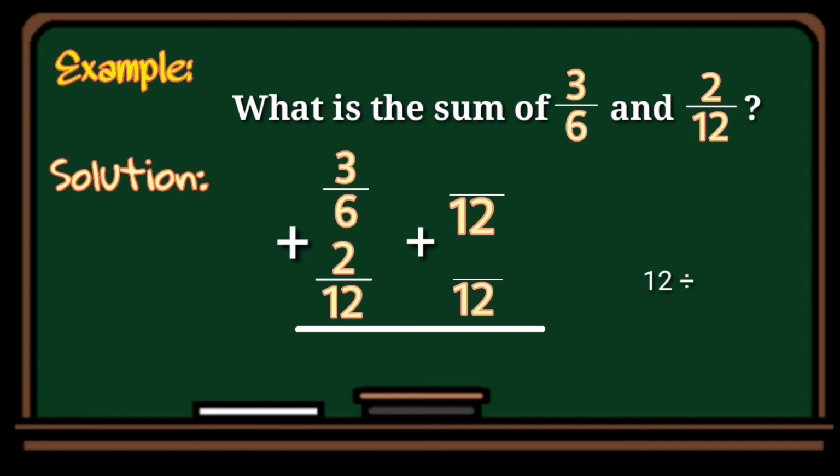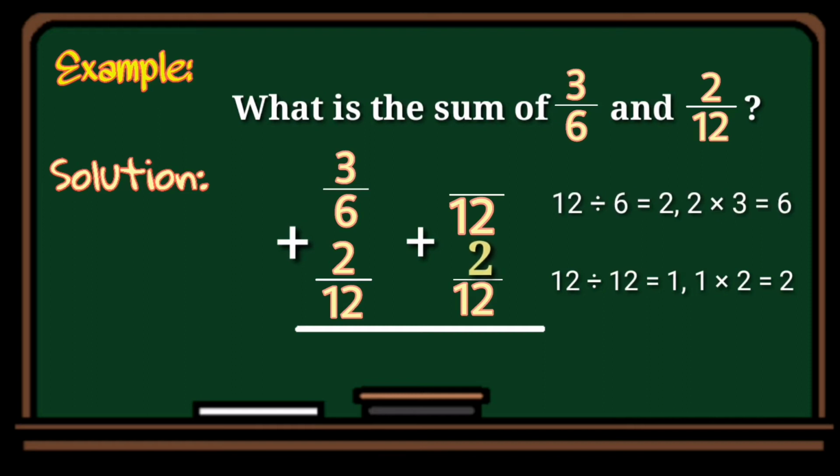So 12 divided by 12 is 1. 1 times 2 is 2. And then 12 divided by 6 is 2 times 3 equals 6. Now look at our new set of fractions. They are now similar. So in adding similar fractions, the numerators are the only ones being added. So 6 plus 2 equals 8. And then the sum must be written above the common denominator. And then express the answer in the simplest form as much as possible.